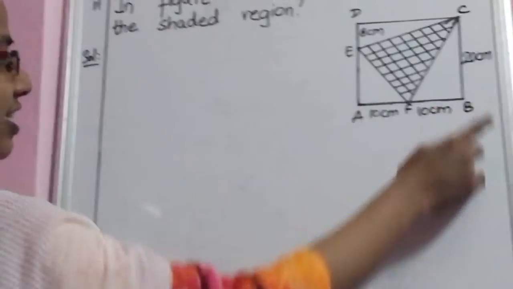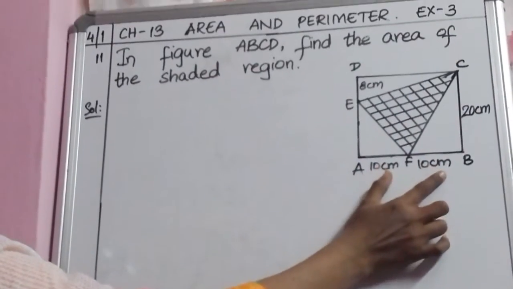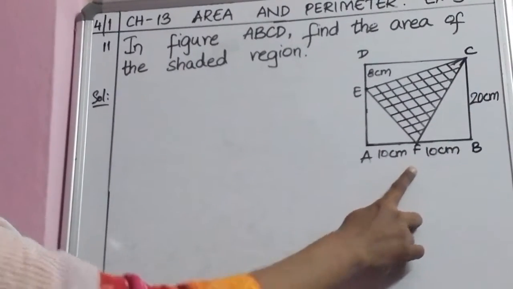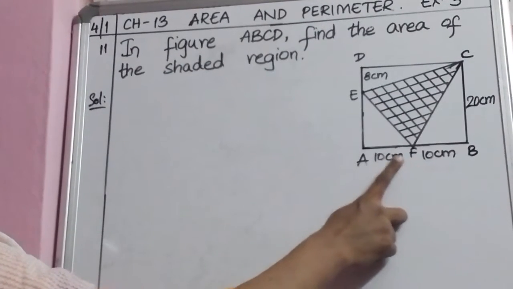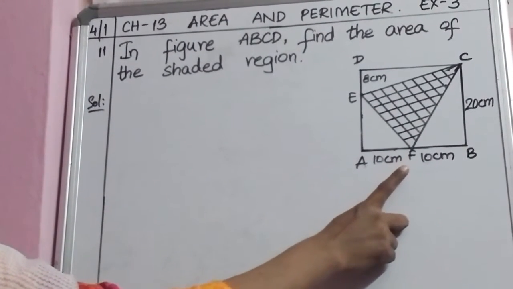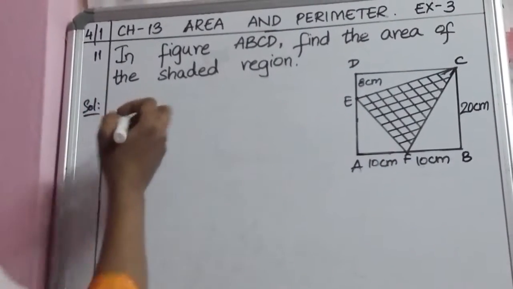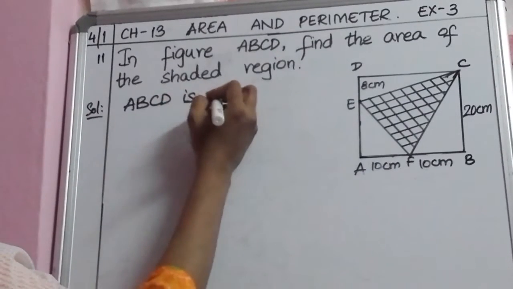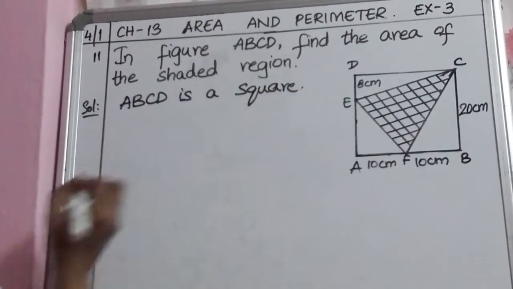Here it is 20 centimeters. This side 10 plus 10 is 20. So 20 centimeters. The length is 20. Breadth is also 20. When length and breadth are same, that means they are having equal sides. When all the sides are equal, it is a square. So let us write that. ABCD is a square.